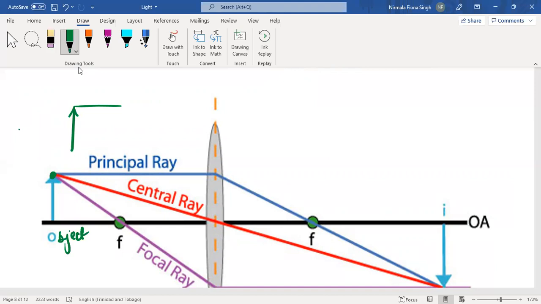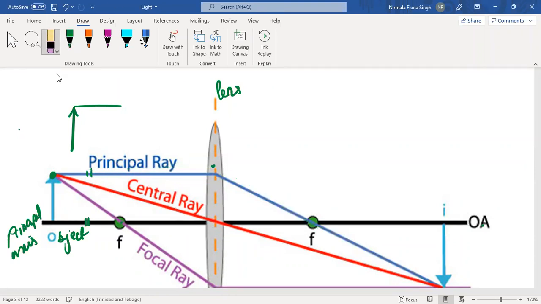So you draw a line from the top of your object, parallel. You all should know what parallel means. These 2 lines are parallel to each other. You're going to draw this line parallel to the principal axis. Remember, this line here is your principal axis. This is your lens, and F is your principal focus. So, number one, draw a line parallel to your principal axis, to your lens, and then you're going to take that line and pass it through your principal focus on the other side of the lens.